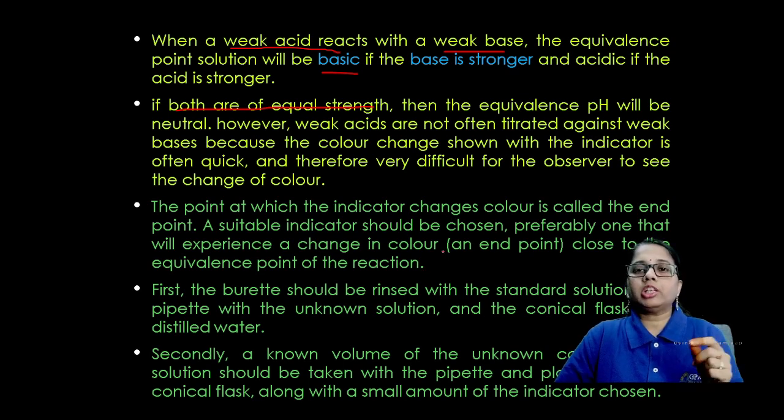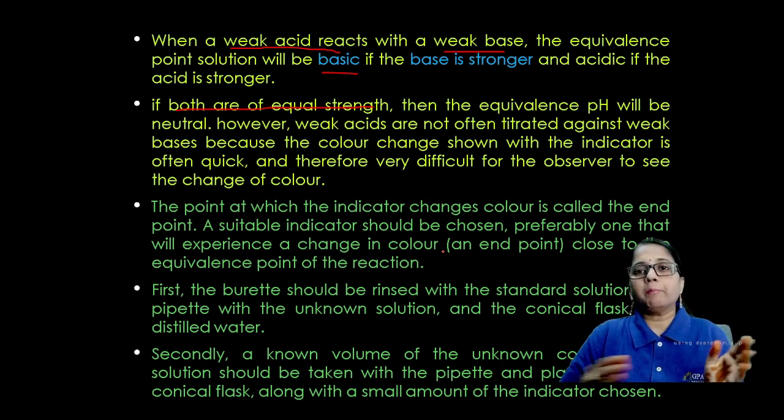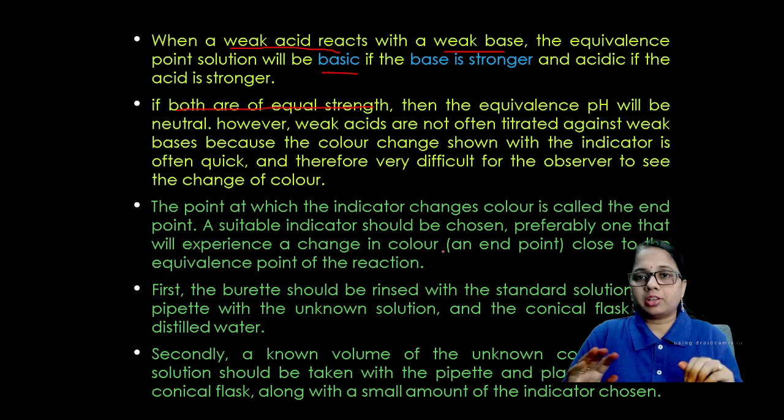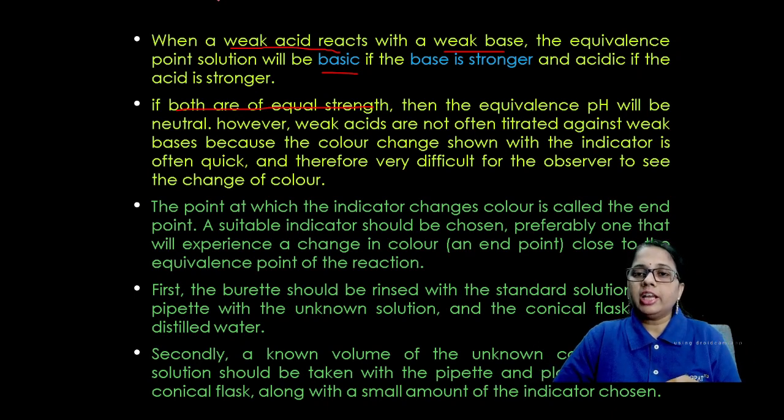The point at which the indicator changes the color is called the endpoint. We know that equivalence point means the stoichiometry of the reaction is completed. That means the number of moles of the analyte is completely neutralized by the number of moles of the titrating solution. Whereas the endpoint means the point at which the indicator changes its color.